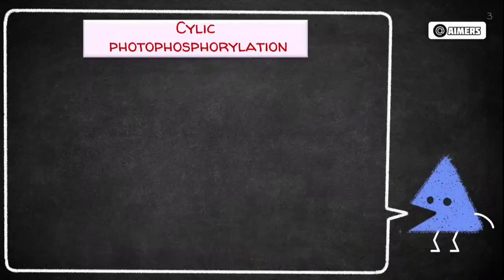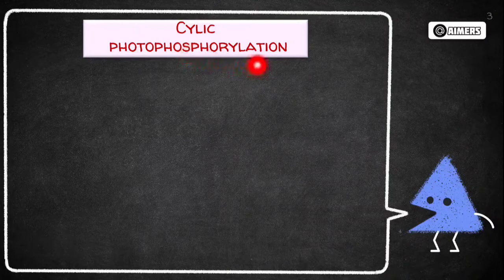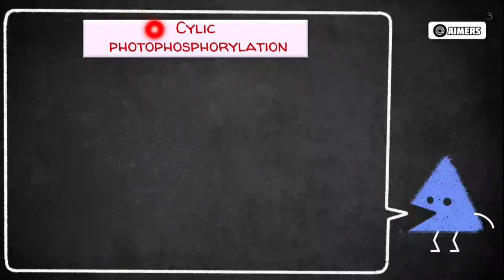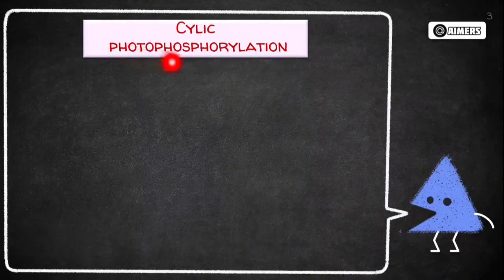Now, we had a detailed discussion about phosphorylation, that addition of phosphate to an organic compound is called phosphorylation. For example, addition of phosphate to ADP to make ATP is phosphorylation. And photo means light. As the production of ATP takes place in the presence of light, it is called photophosphorylation. And the flow of electrons throughout the process is in a cyclic manner. That's why it is called cyclic photophosphorylation.